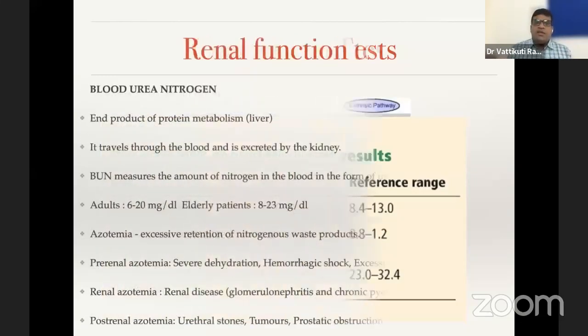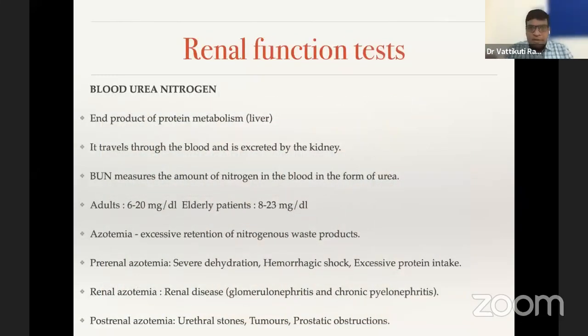So then the other is the renal function test. What you are going to look at is the blood urea nitrogen. Blood urea nitrogen is nothing but the end product of protein metabolism, which is happening in the liver. It travels through the body and is excreted by the kidney. And you can either look at blood urea per se or blood urea nitrogen. Some labs do blood urea, some labs do blood urea nitrogen.